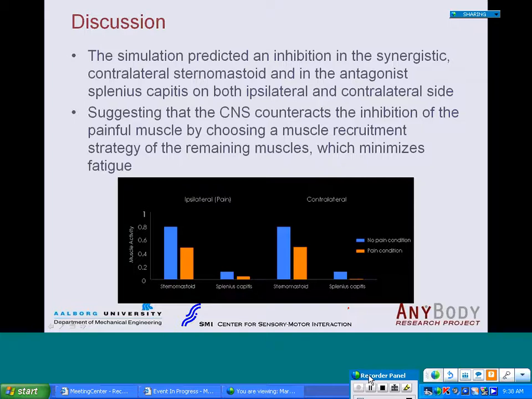This might suggest that our central nervous system counteracts the inhibition of the painful muscle by choosing a muscle recruitment still following the strategy which minimizes fatigue. This statement we have to investigate more for other situations as well.